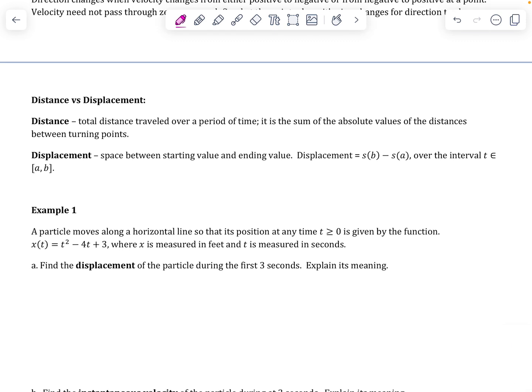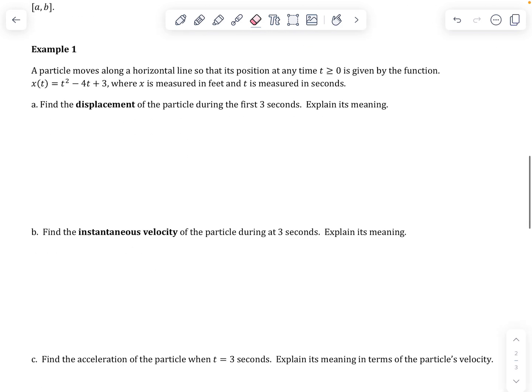Distance obviously is how far something traveled. Displacement, again, is the change. So if you went from 30 miles away from your house to 70 miles away from your house, you traveled 100 miles total because you traveled from 0 to 30 and then from 30 to 70. But the displacement would be the 40, and things like that. Again, I think it's going to make a lot more sense once we do an example.